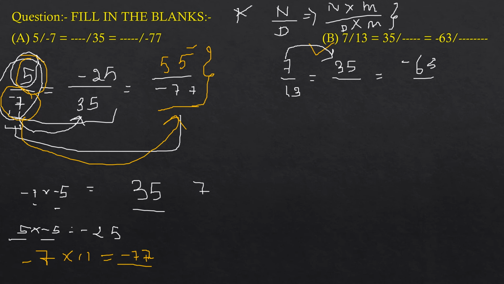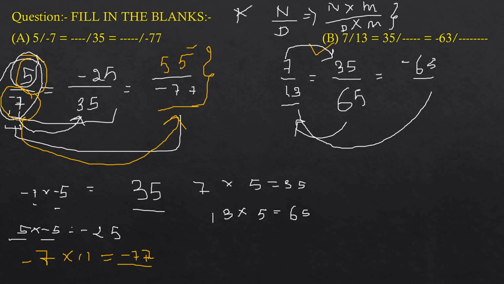So you can guess what can be multiplied by this 7. What can be multiplied by 7 to get 35? 7 should be multiplied by 5 to get 35. So this 13 will also get multiplied by 5 to get the blank number. 13 into 5 gives us 65. So here we will get 65, and if we reduce this 35 by 65, we will again get 7 by 13.